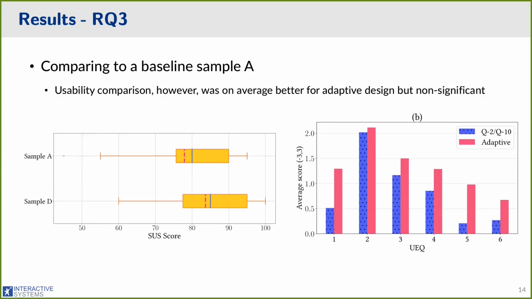Finally, although user experience of the adaptive design was slightly better than the classic design on average, there was no significant difference between the two groups. An interesting point here was the relatively good usability and user experience score of the classic measure, something to remember as a baseline for future claims of improved usability or user experience.